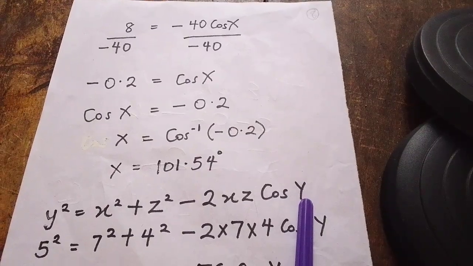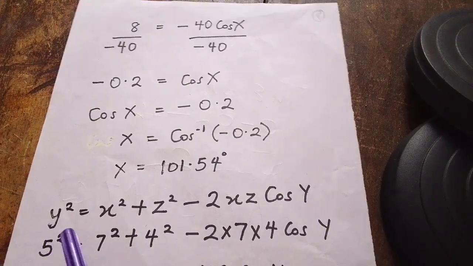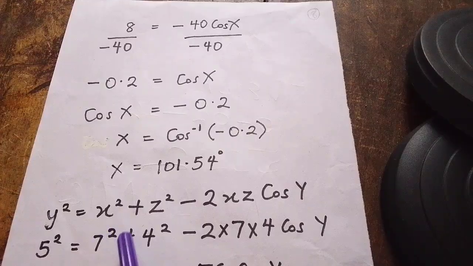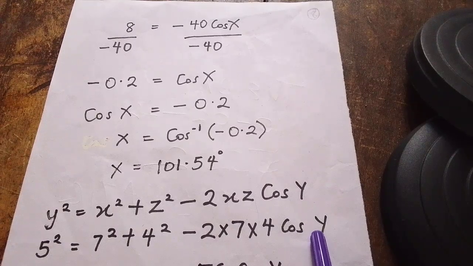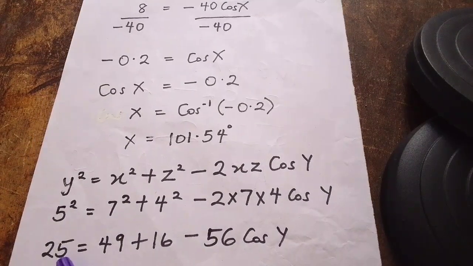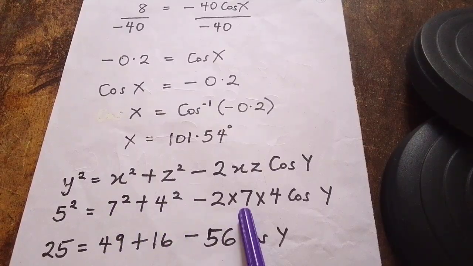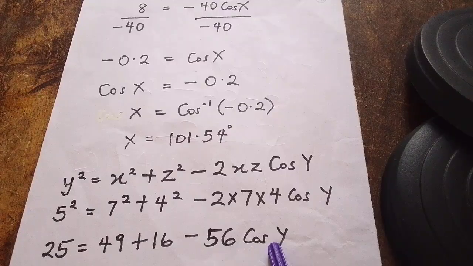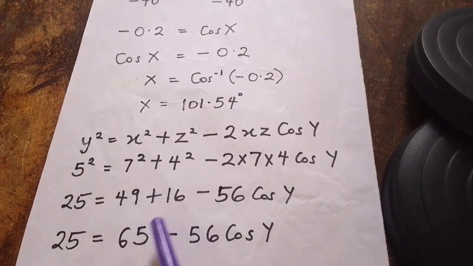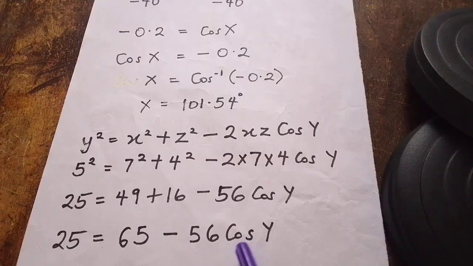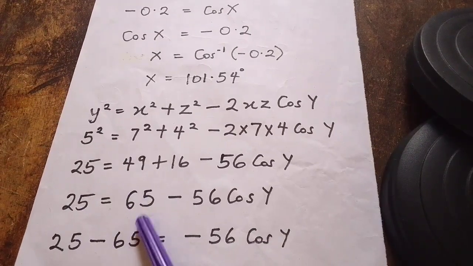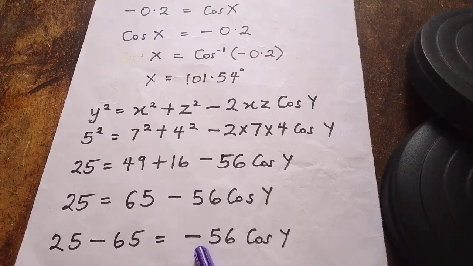We've been given our y to be 5, so 5 squared is equal to x, which is 7 squared, plus z, which is 4 squared, minus 2 times 7 times 4 cos y. So 5 squared gives us 25, 7 squared is 49, 4 squared is 16, minus 2 times 7 times 4 gives us 56 cos y. So 49 plus 16 gives us 65 minus 56 cos y.